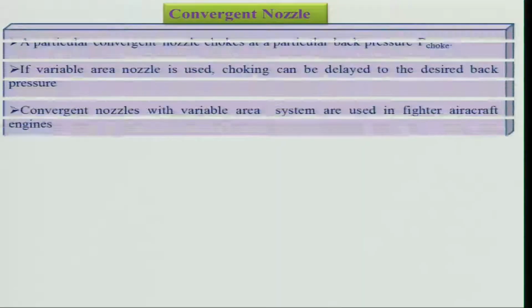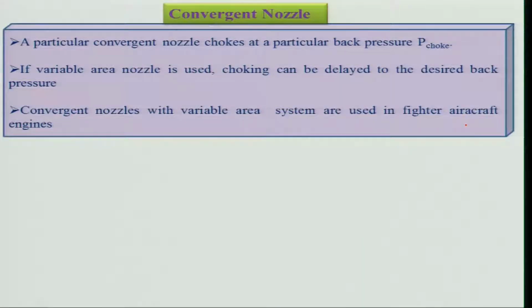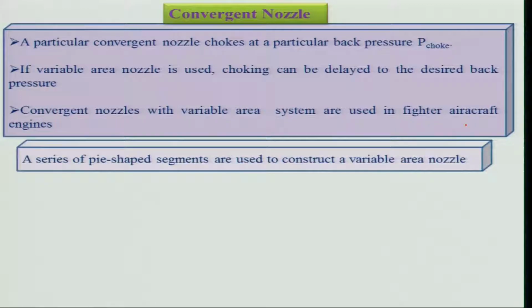Let us look at this. As I told, a particular convergent nozzle chokes at a particular back pressure, and if a variable area nozzle is used, choking can be delayed to a desired back pressure. Convergent nozzles with variable area systems are used in fighter aircraft engines, to have a higher thrust, particularly when using the afterburner. So in real practical situations you vary the area. There are several ways of doing it, and this is one of them.